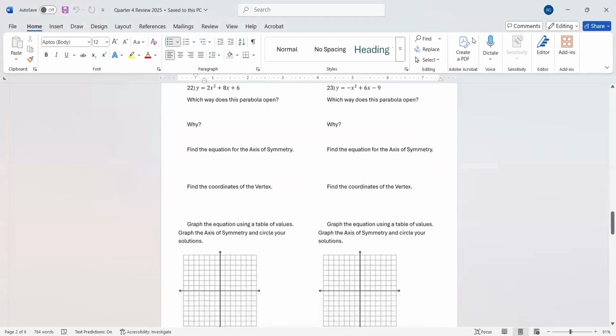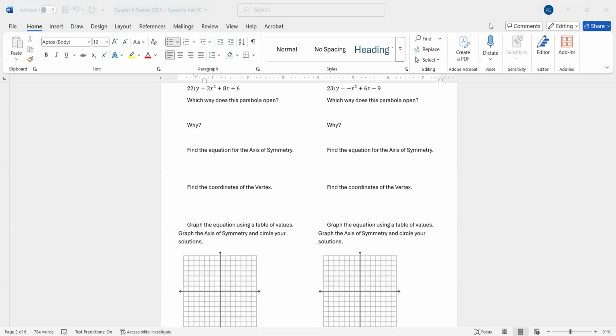So I'm going to try and keep the equation there and try and show you all the way down to the graph. There's still two questions after it about the solutions, but we'll get to that in a little bit. So, which way does this parabola open? Well, the a value is positive. So if the a value is positive, it opens up. It's a smiley face. Why? Well, I just said it. The a value is positive.